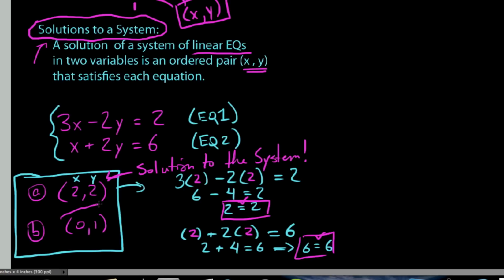So now I want to check (0, 1). Okay, see if (0, 1) is a solution to the system. Again, we're just going to do the same process.